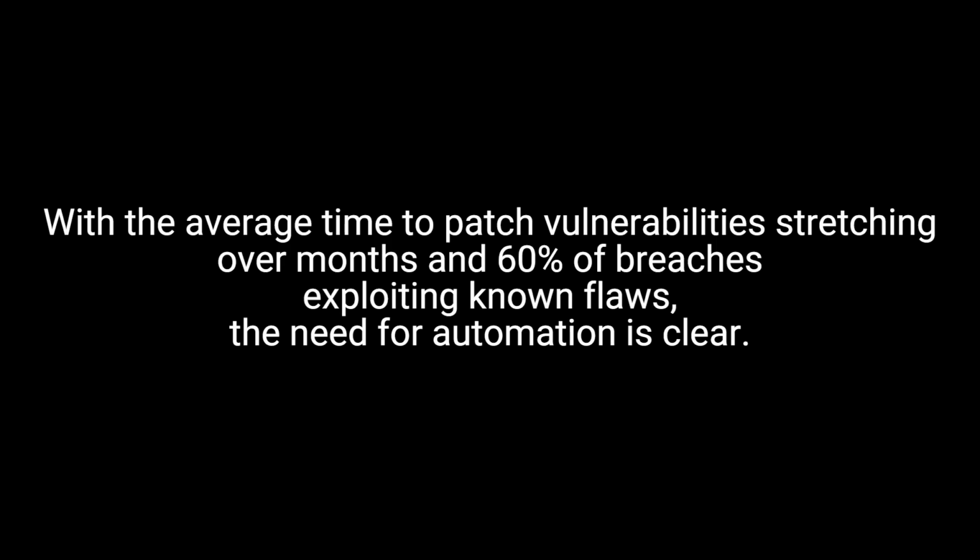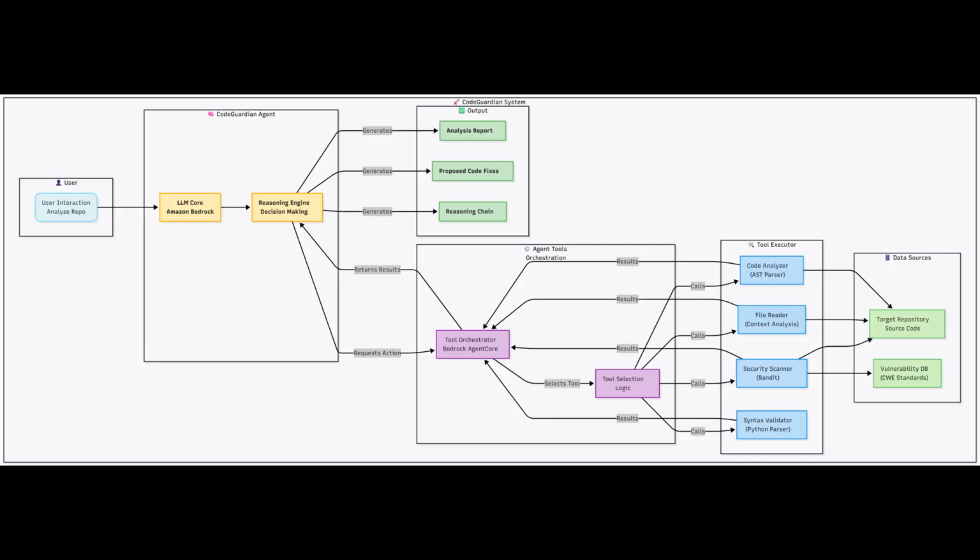Code Guardian runs entirely on AWS, powered by Bedrock's Agent Core for autonomous orchestration and Nova Light as the LLM. The agent thinks and acts on its own, scanning, reasoning, and fixing code using a modular toolset.